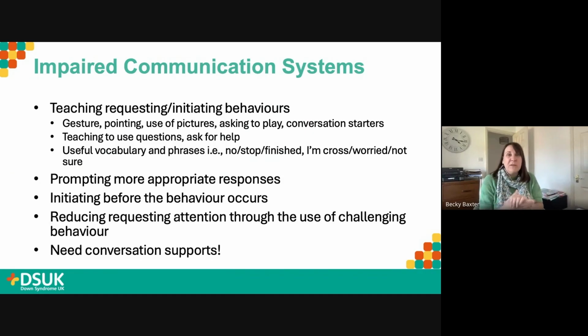Teaching to use questions, I've just mentioned. Asking for help is a big one. Do they know how to ask for help? Put my hand up and say, help please, when I get stuck. And we might need to do quite a bit of teaching around that. Actually, I don't think the people I work with do that very often. I might need to set up a routine: when I'm not sure what to do, when I need something, I ask for help.